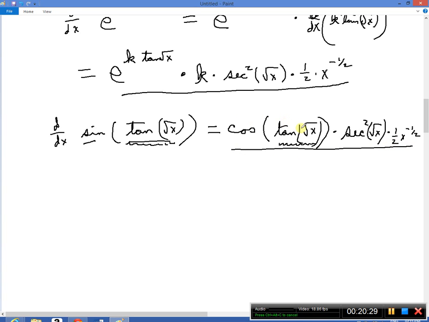Cosine of the tangent of the square root of x times the secant squared of the square root of x times a half times x to the negative half. And again, I don't think there's much in the way of simplification. You could rewrite it by putting the x to the minus 1/2 down in the bottom as the square root of x, but there's not much else that you can do.